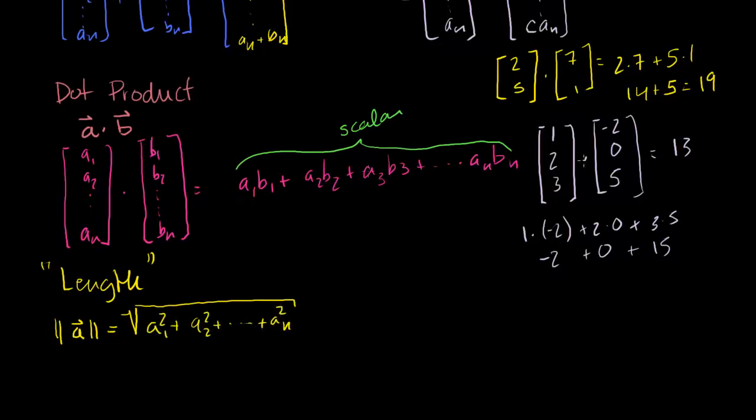And this is pretty straightforward. This was vector B. If I wanted to take the magnitude of vector B right here, this would be the square root of 2 squared plus 5 squared, which is equal to the square root of, what is this? This is 4 plus 25, the square root of 29. So that's the length of this vector.